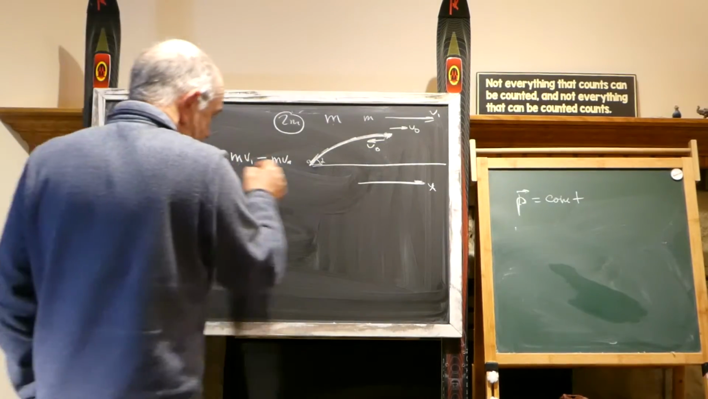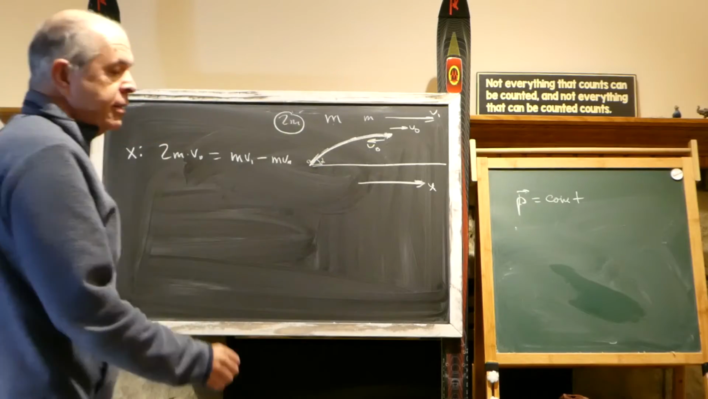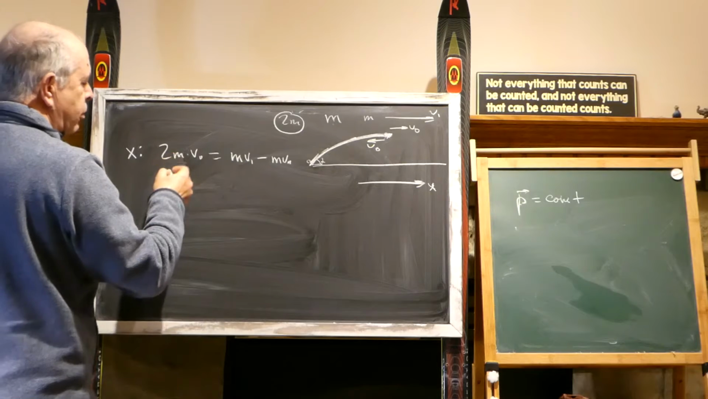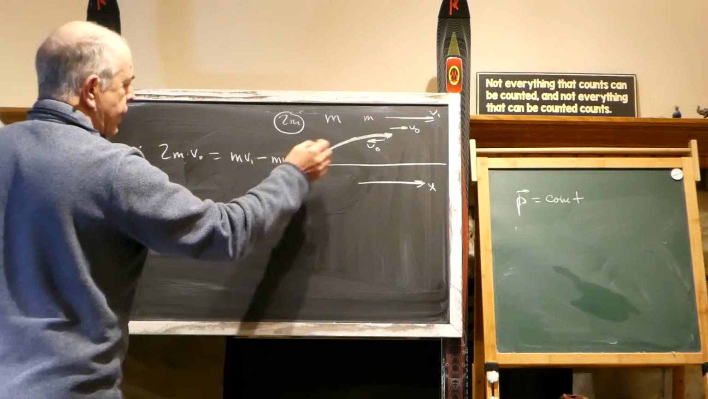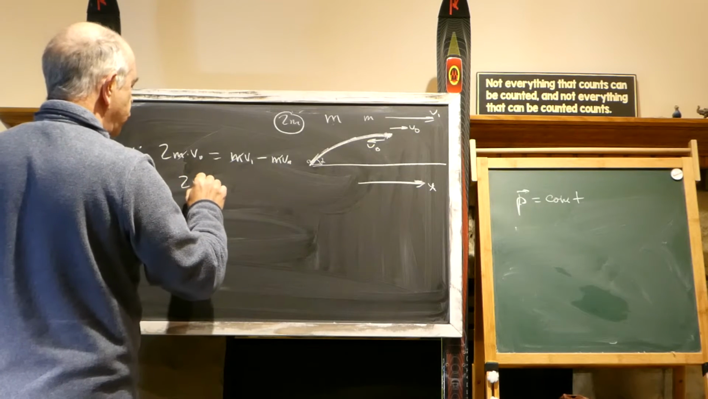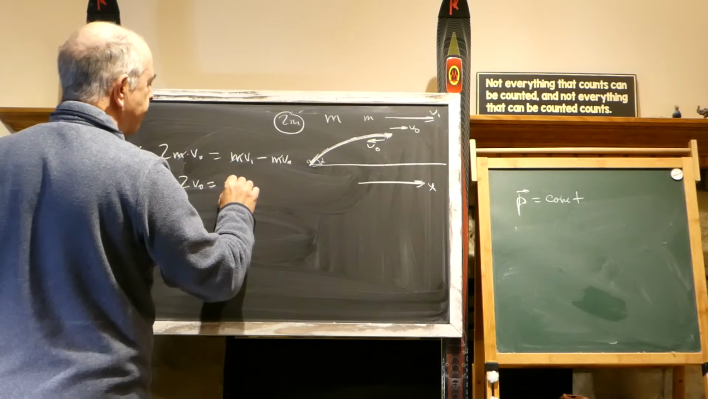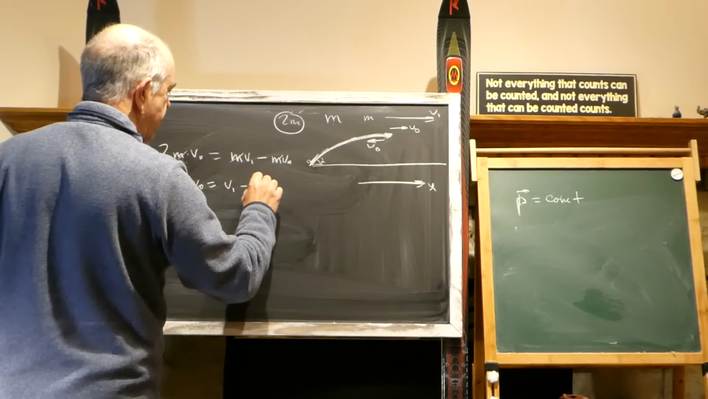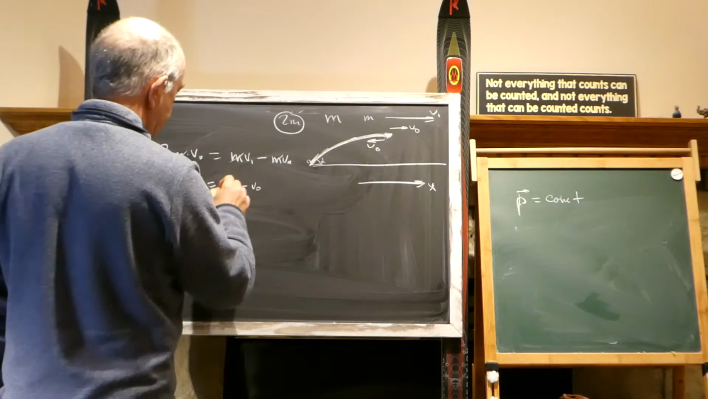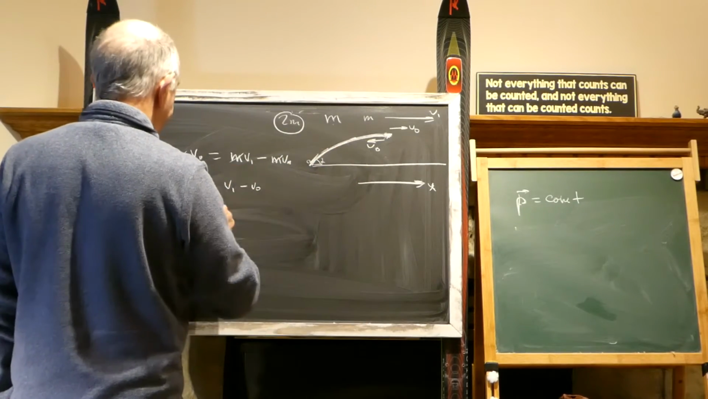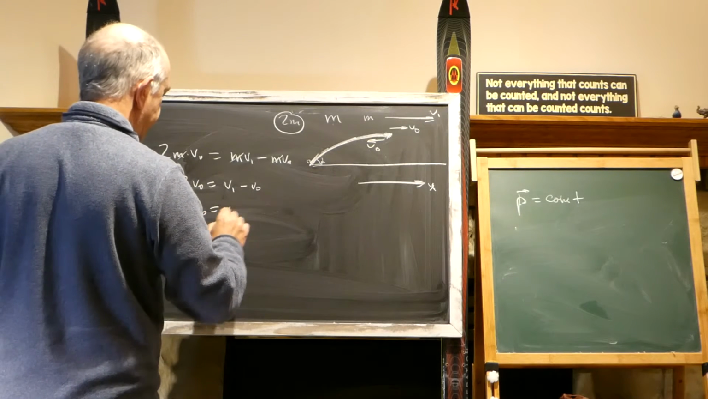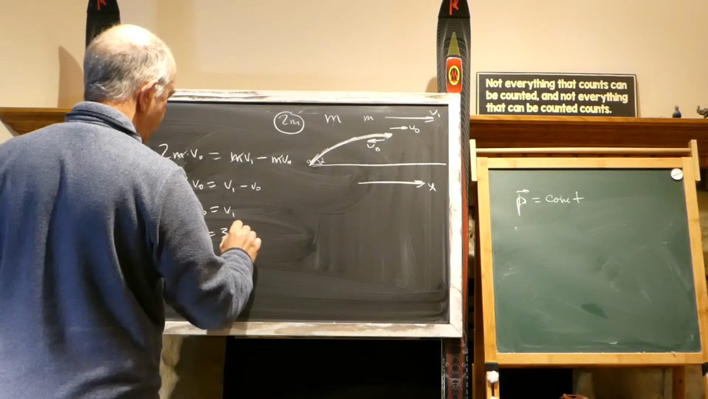The law of conservation of momentum along this axis, and the physics is almost done. I can cancel m, the same factor, I can divide by m, and I have 2v0 equals v1 minus v0, right? And what does that mean? Let's find v1. It would be 3v0 equals v1, so v1 equals 3v0.